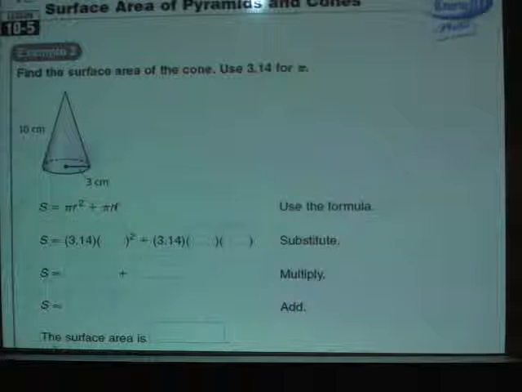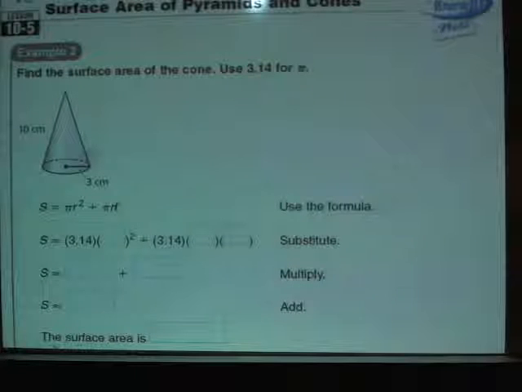So as you can see, the formula here says I'm going to take pi and multiply that by the radius squared. And I'm going to add to that pi times the radius times the slant height, once again, which is what L is in that formula, that cursive L. And once I find each of those products, I'm going to add those together, and that's going to give me my surface area.